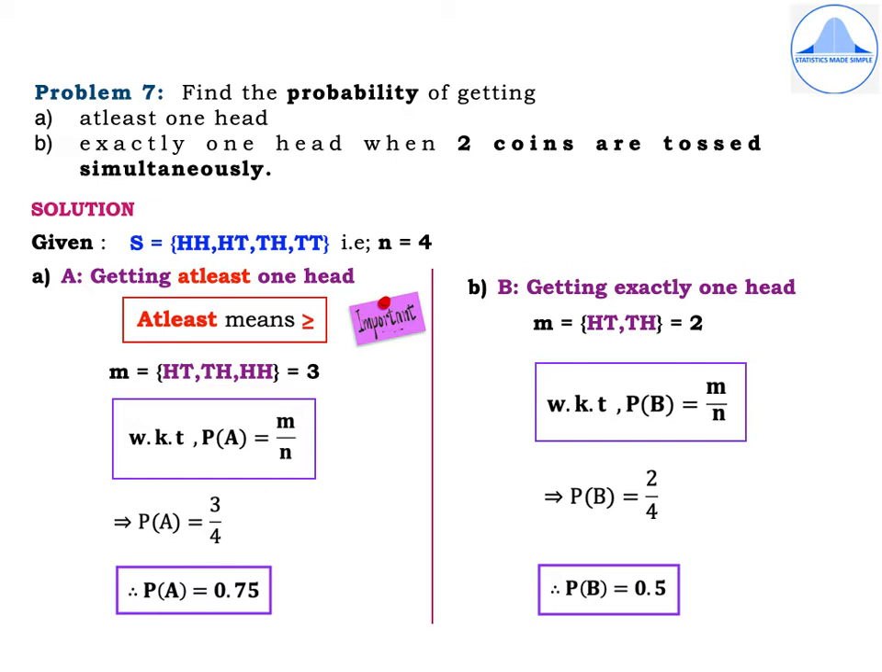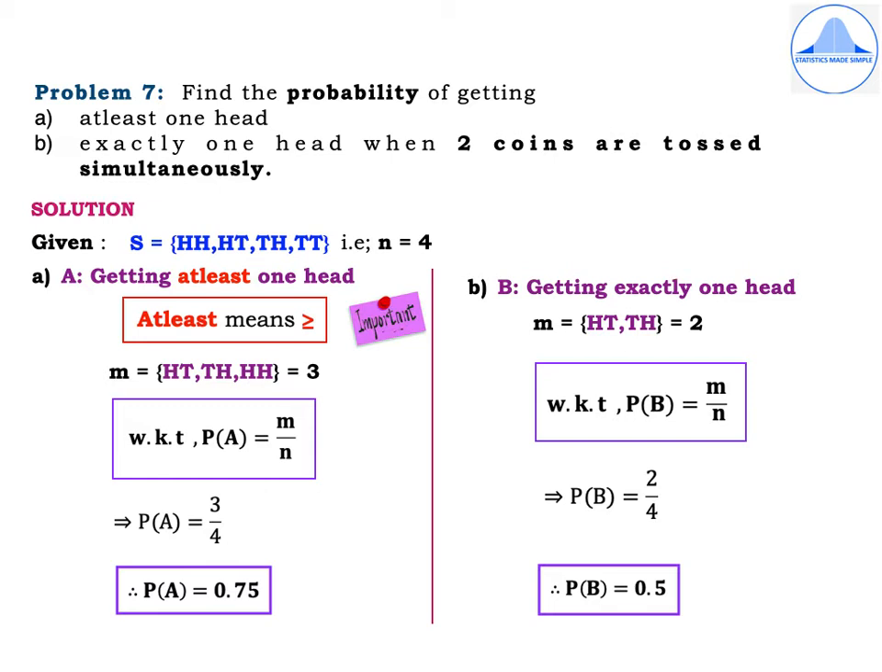So there are only 3 favorable outcomes for event A, which is M is equal to HT, TH and HH, which is equal to 3. Then write the formula. We know that P of A is M by N, which implies P of A is 3 by 4, or P of A is 0.75.